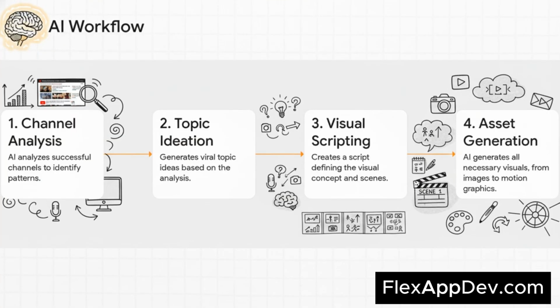It all starts with channel analysis, where the AI literally studies successful channels to figure out what works. From there, it moves to topic ideation, generating new ideas that have a high chance of going viral based on that data. Then comes visual scripting, and this is really important. It's not just a script for a person to read, it's a blueprint for the visuals, scene by scene. And finally, asset generation, where the AI just goes and creates all the images and animations you need.